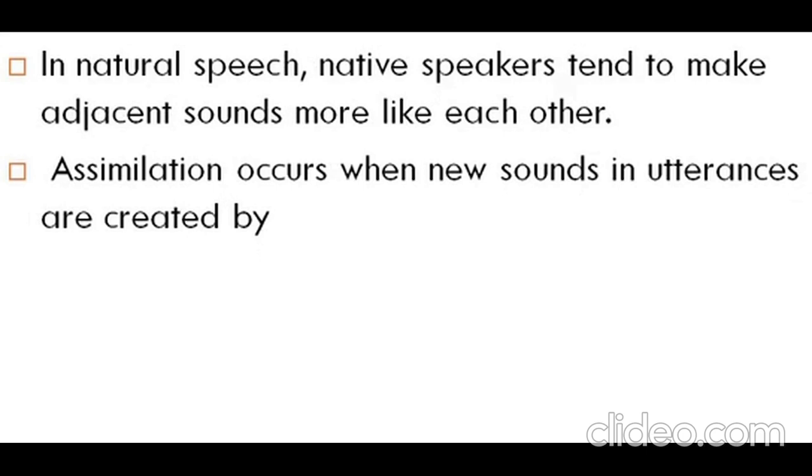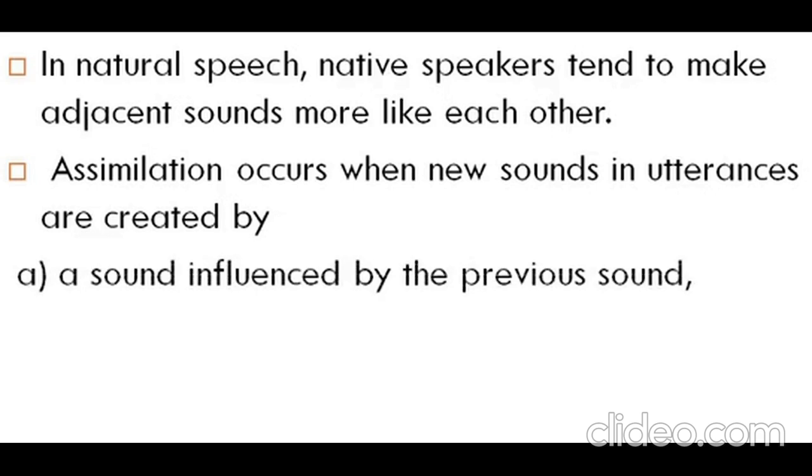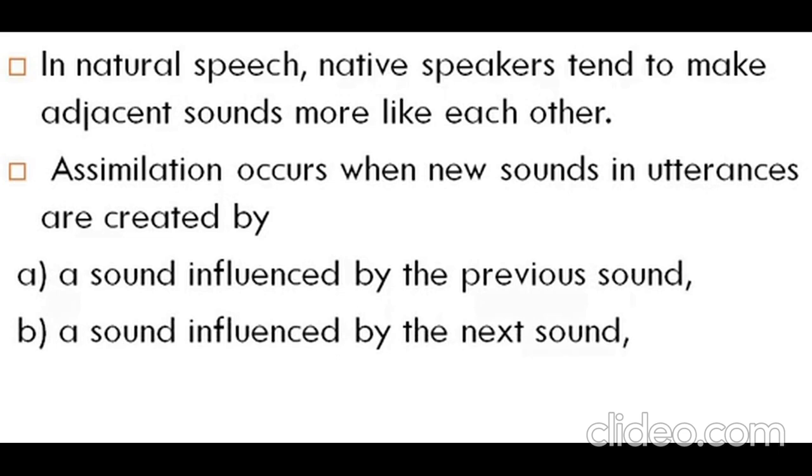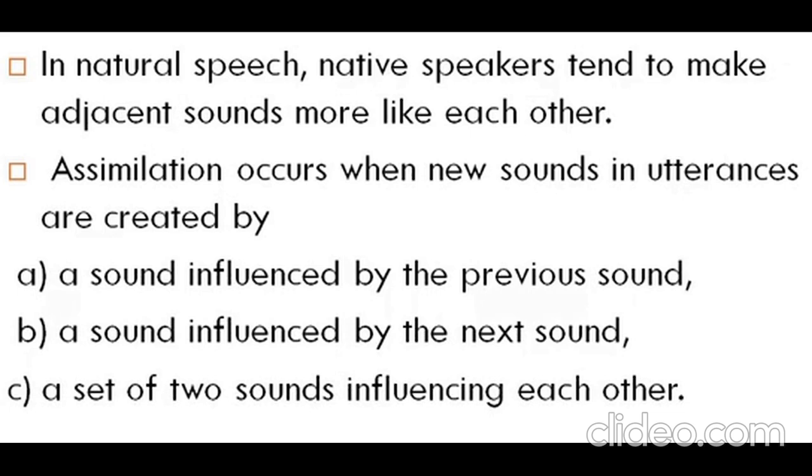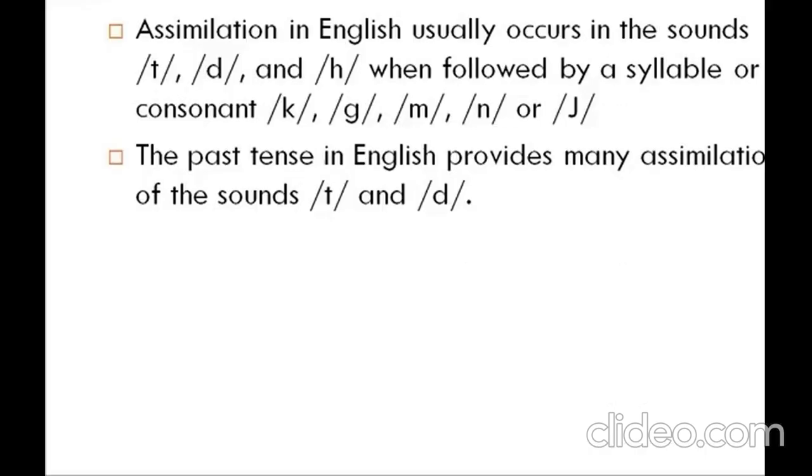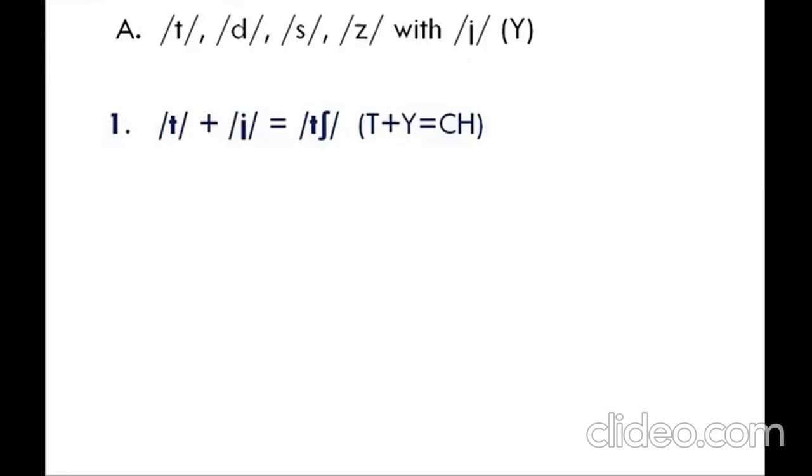In natural speech, when you observe a native speaker speaking, they tend to make the adjacent sounds more like each other. So assimilation occurs when new sounds in utterances are created by, say, a sound influenced by the previous sound, or a sound influenced by the next sound, or a set of two sounds influencing each other. Either way, we find assimilations happen. We'll look into some categories or examples of assimilation now.